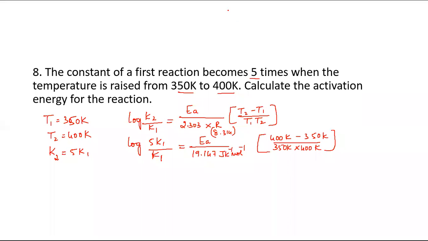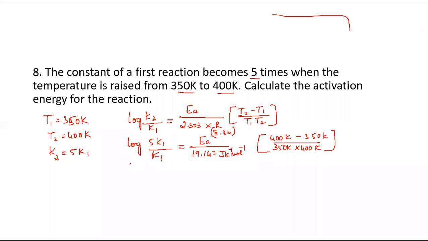I think you need very less time to solve this problem because previously you have solved and many have given. Even it is wrong, no problem. Just try to solve it. Wrong adru. Okay, you can also try. Till then I'll write this one. K1 and K1 get cancels. What remains? Log 5 is equal to EA divided by 19.147 joule per Kelvin per mole as it is. 400 minus 350 is 50 Kelvin divided by 350 into 400.